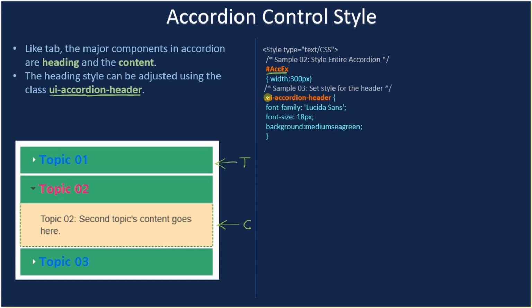So here if you see, in this case we are overriding this rule, ui-accordion-header, that is already defined in the theme. Now we are redefining that rule, and we give a new font family, font size, as well as a background color. The background color is medium sea green, and we changed the topic's background color here. And you can see the font size is increased to 18, and we use Lucida Sans as the font.